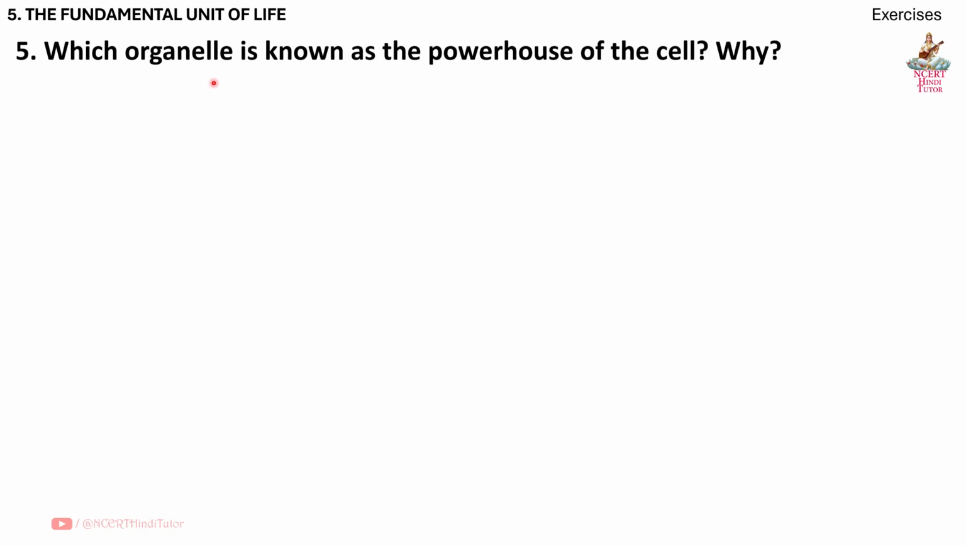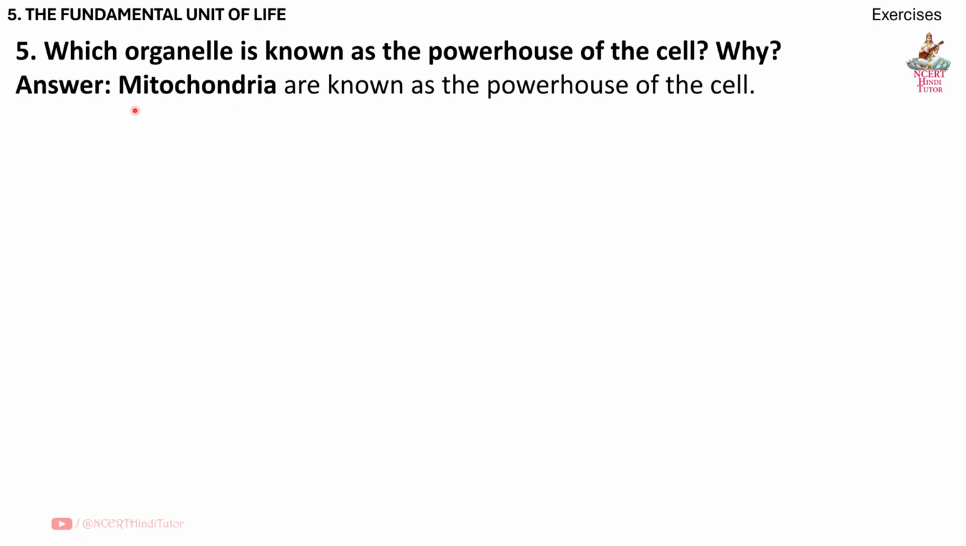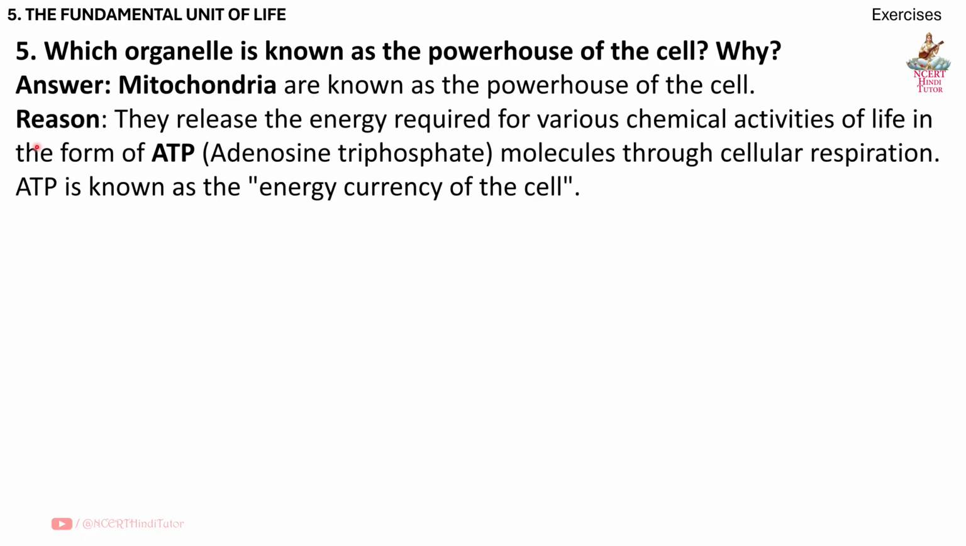Question 5. Which organelle is known as the powerhouse of the cell? Why? Answer. Mitochondria are known as the powerhouse of the cell. Reason. They release the energy required for various chemical activities of life in the form of ATP, adenosine triphosphate molecules through cellular respiration. ATP is known as the energy currency of the cell.